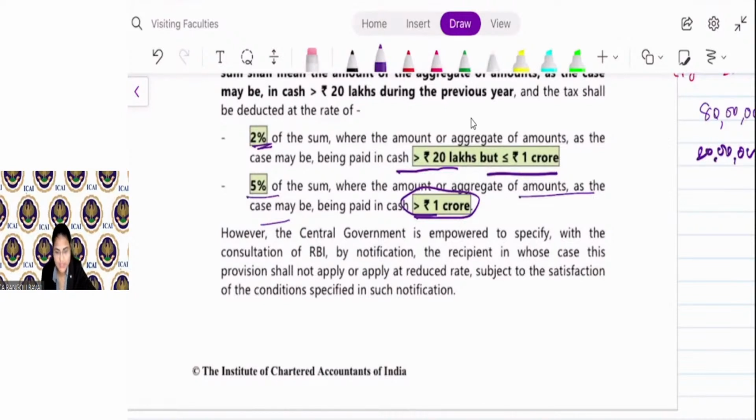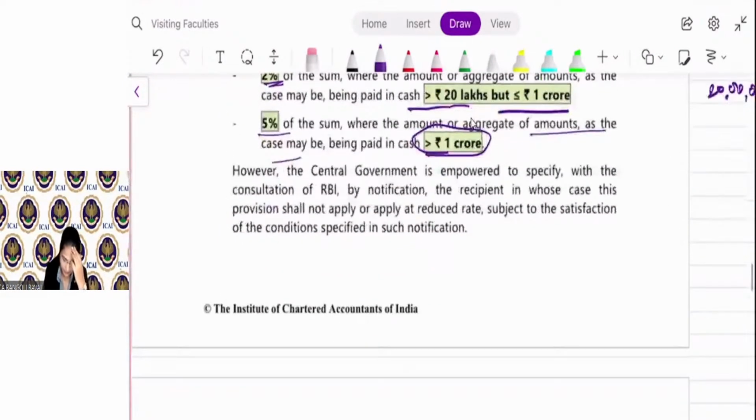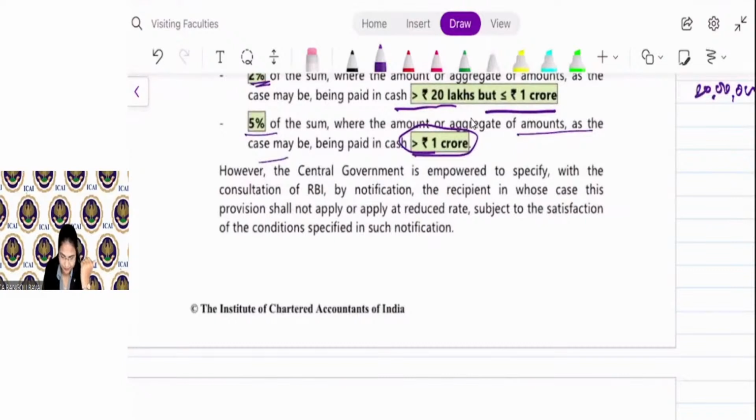No TDS. See, you are withdrawing 1 crore 20 lakh, then the TDS on 20 lakh is deducted at the time of payment. So they will pay you after deducting TDS. Now the government has power to specify with the consultation of RBI by modification. Here the marginal tax did not come, my dear friend.